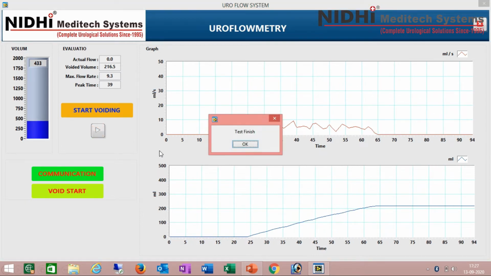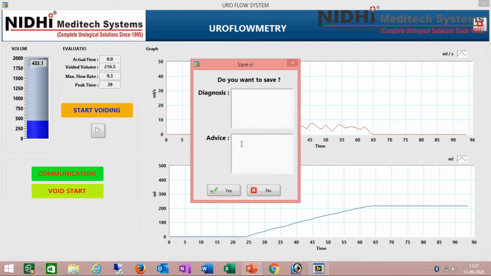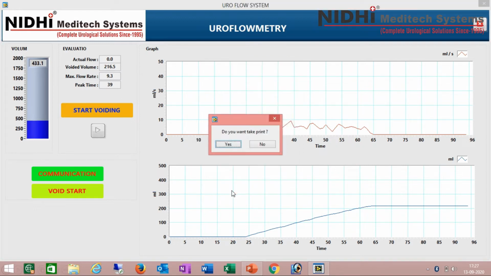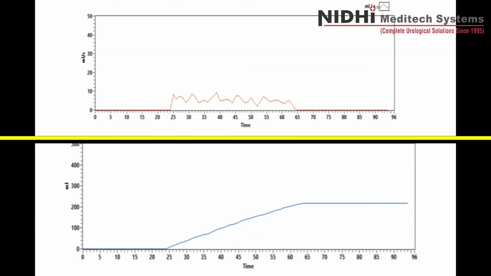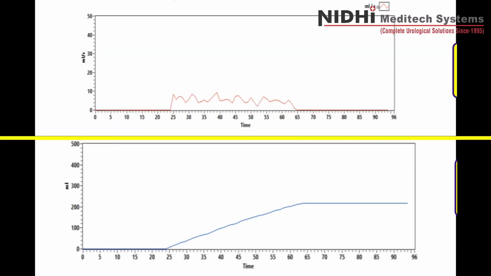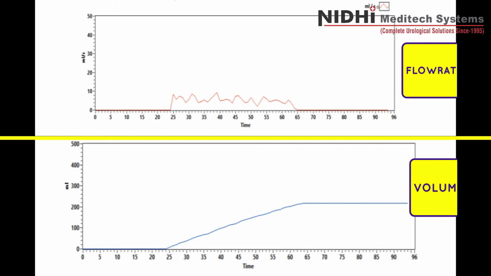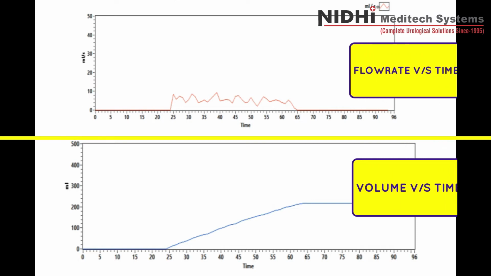When NidhiFlow 8130 finishes the data processing, the test finish window will appear. You have to press OK. Then it will ask you to write diagnosis and advice. After writing it, press yes, and NidhiFlow 8130 will ask you whether to take a print. Whether you want to take a print or not, always press yes, and the graph in PDF form will appear on your screen.